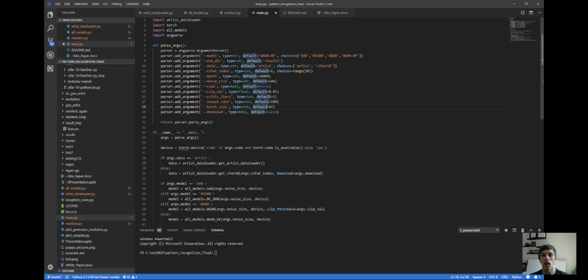Clip value, if you're using the standard Wasserstein-GAN, and your critic iterations. So the Wasserstein-GANs use about 5 or more critic iterations per generator iteration. The other two use just one-to-one. You can select your output rate and your batch size as well.